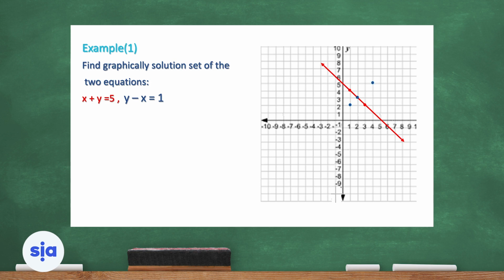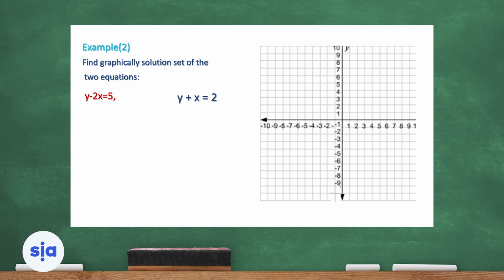If you connect between them, then the solution set will be the meeting point, or the intersection point, between these two lines. As you can see here, the two lines are intersecting at point 2 and 3. Then the solution set for these two equations is 2 and 3.